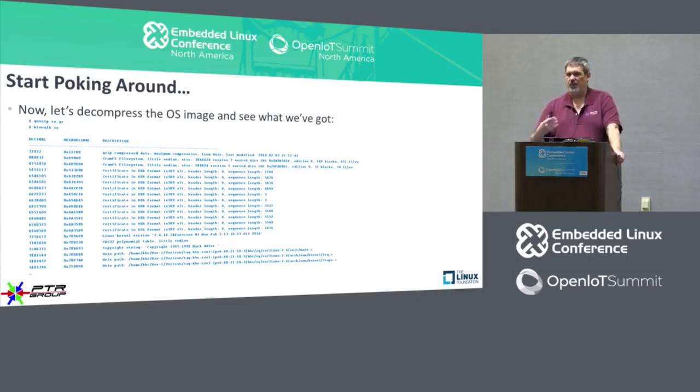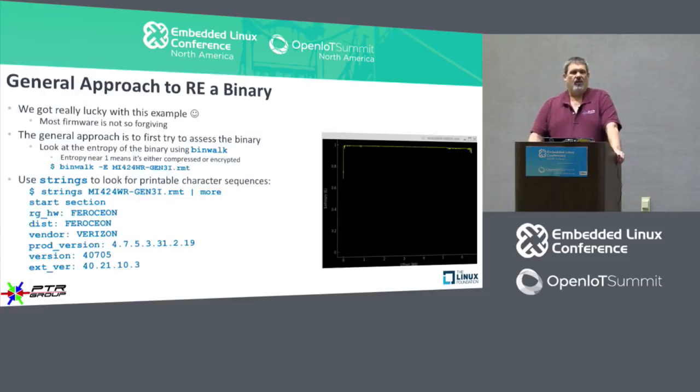That was a really fortunate find where, simply by grabbing hold of the firmware and doing a little bit of poking around in it, you managed to figure out that it was a gzipped environment, un-gzip it, and then run binwalk on it again, and you find all the good stuff that's inside of it. So now, what's the general approach to reverse engineer a binary? Well, we got really lucky with the MW424 part. That firmware was just fantastic because of the way they laid it out. Most firmware is not so forgiving.